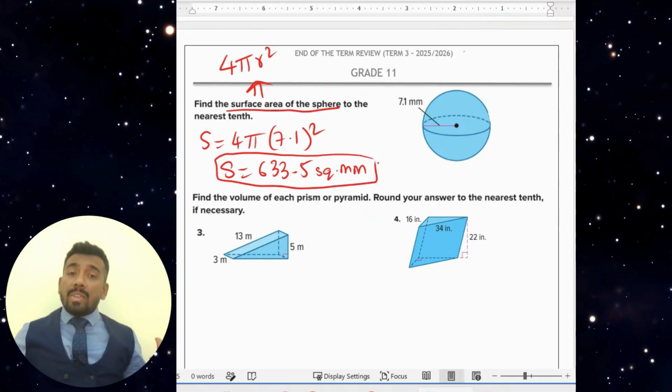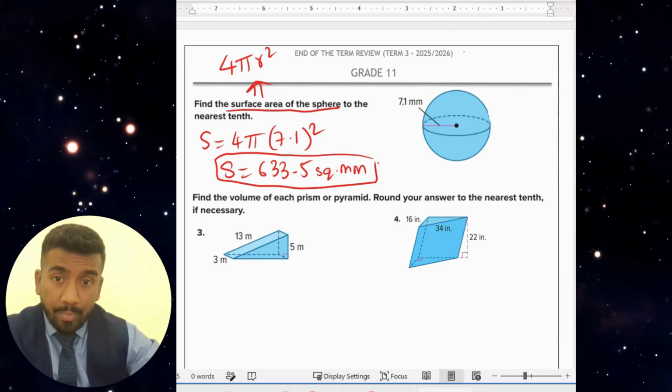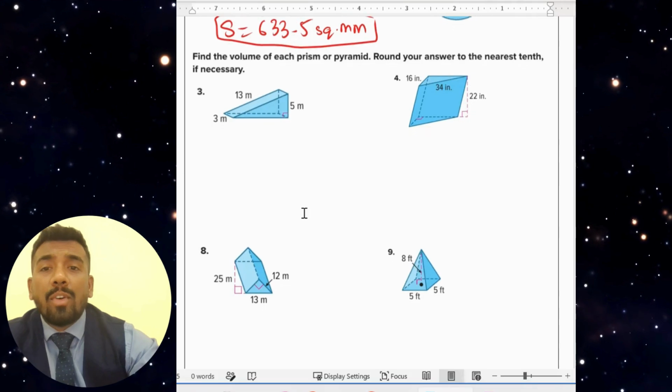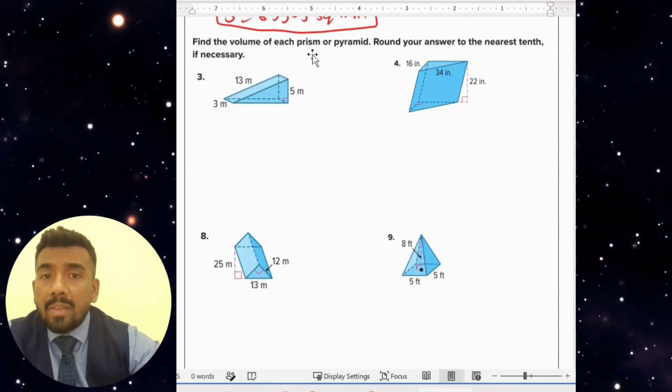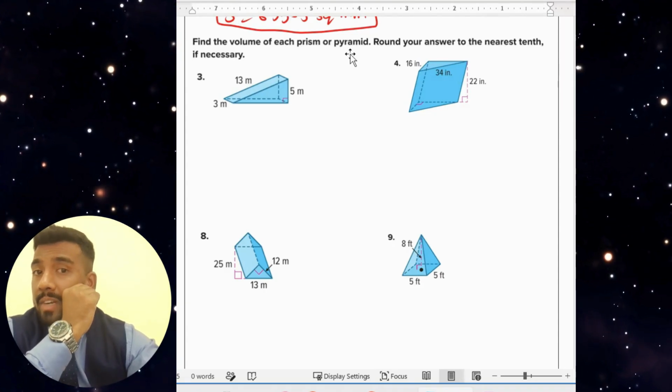So we're finished with surface area now. Let's go to the new part, which is called volume. For volume, again there are different kinds of formulas: volume of a prism, volume of a pyramid. Let's start with the volume of a prism.